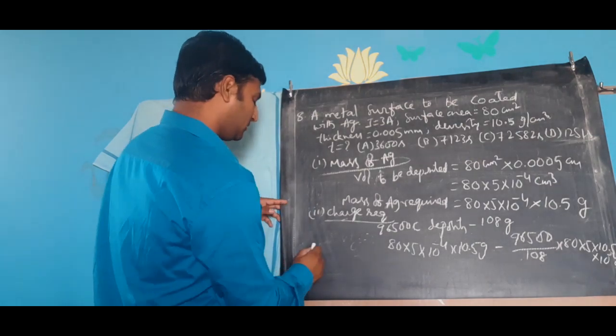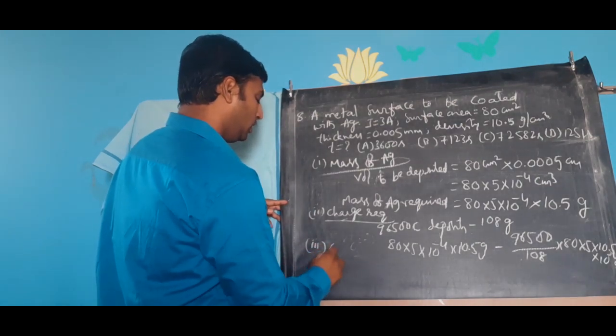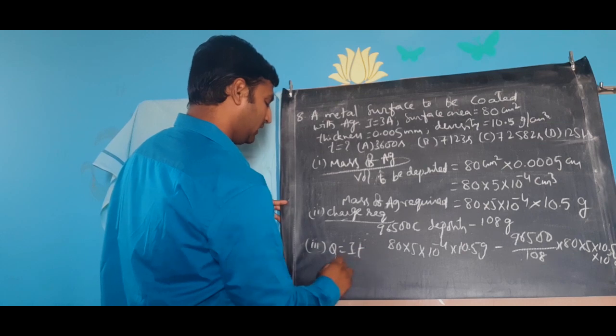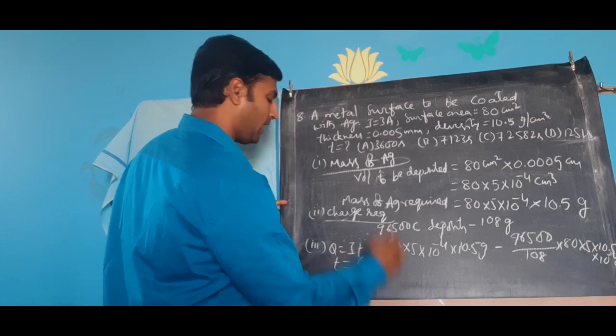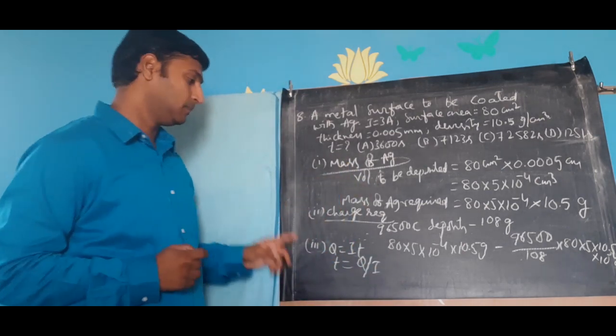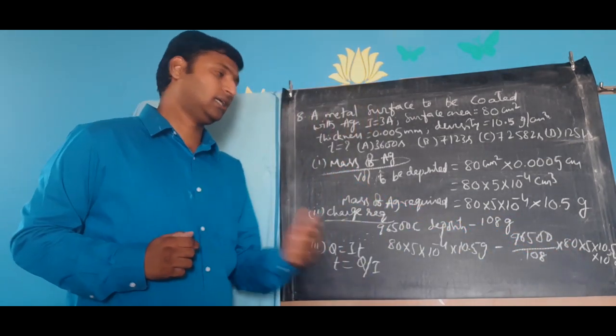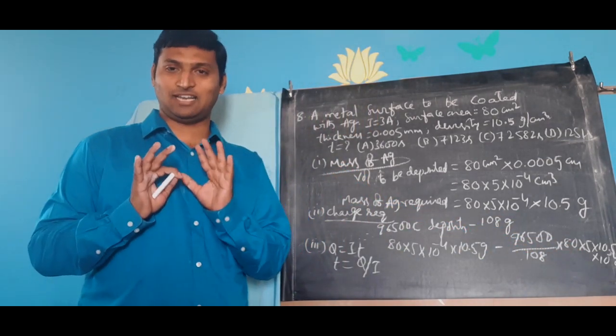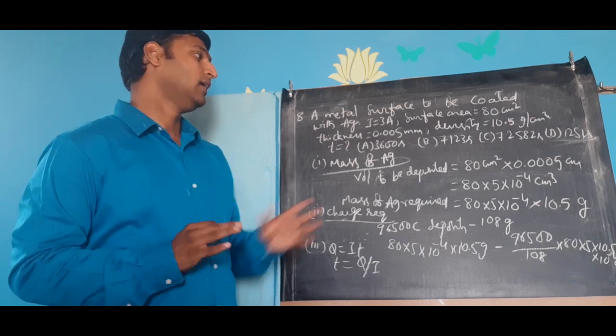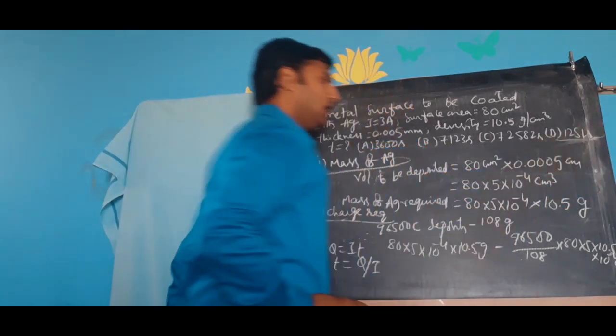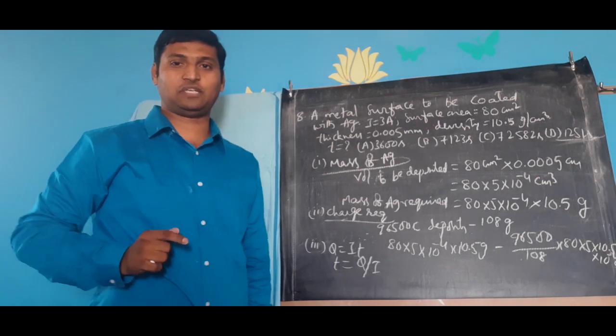Now last, Q is equal to IT, so T is equal to Q by I. So simple. You calculated the charge here, you are finding out the time now. Simplification is left to you. Okay, and if you solve it, you will end up getting 1251 seconds.